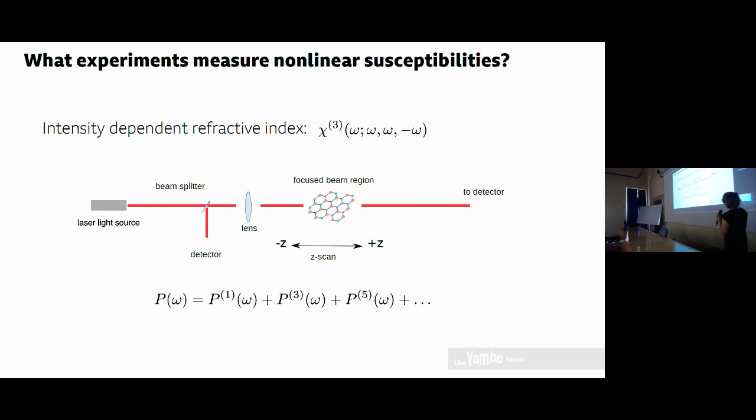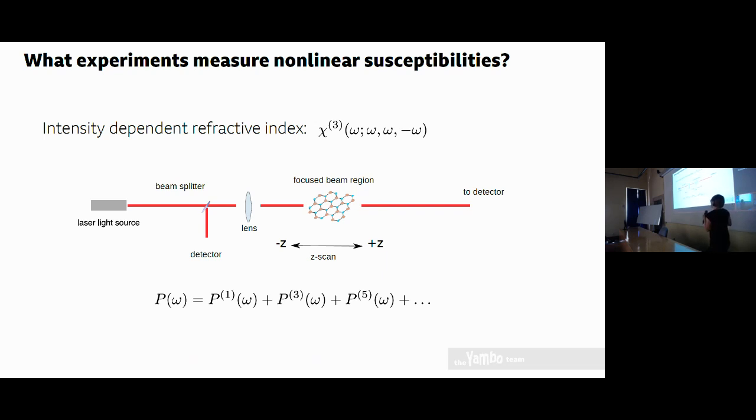But so what happens is, I just put the sample in a focus beam. The beam is focused, so the intensity is changing with the position of the sample. If I move the sample slightly, I can change the intensity of the field, and then I can compare the polarization at different positions, meaning at different field intensities.